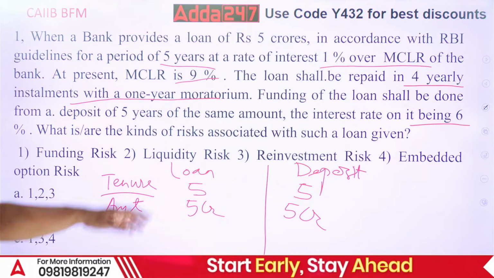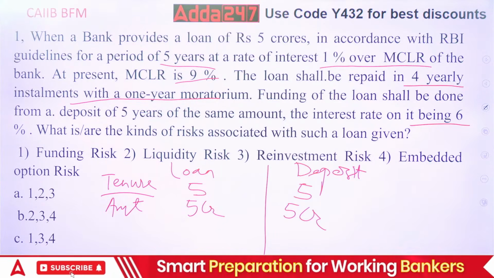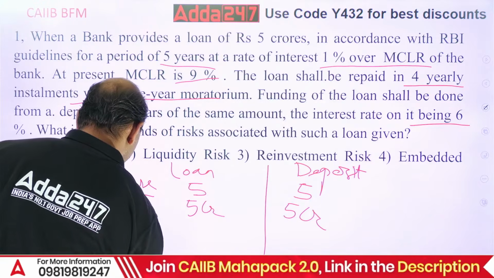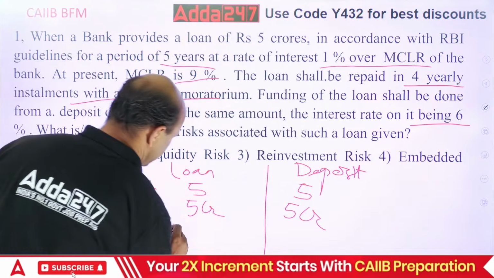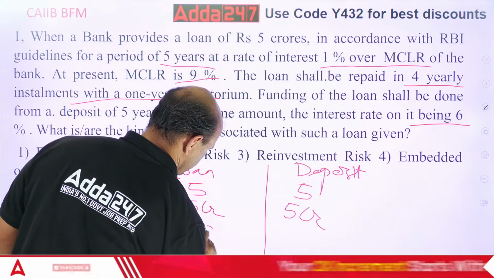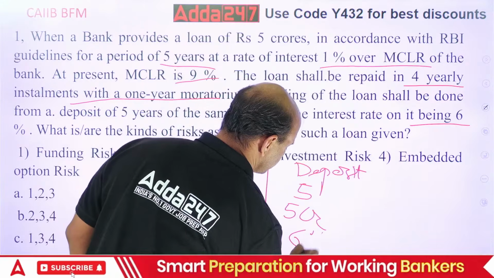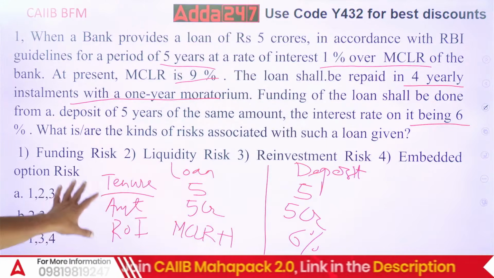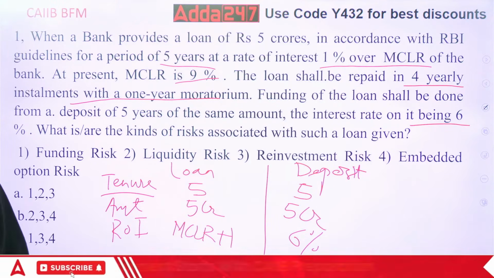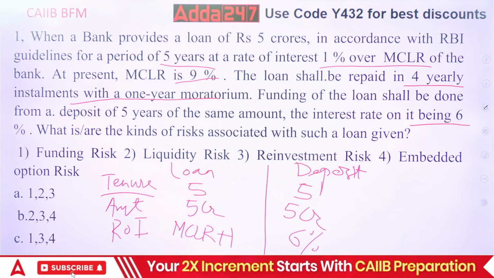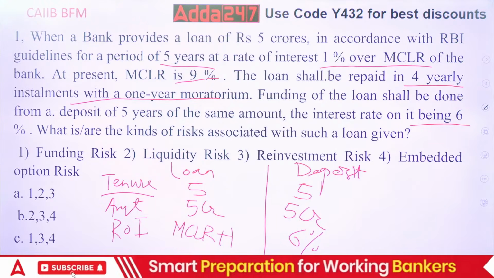Then the 4 yearly installments are of no use. Then the rate of interest, ROI. The ROI for the loan is MCLR plus 1, and for the deposit it is 6%. This is the overall scenario. So what is the type of risk which the bank will be facing? Funding risk, liquidity risk, reinvestment risk, embedded option risk.